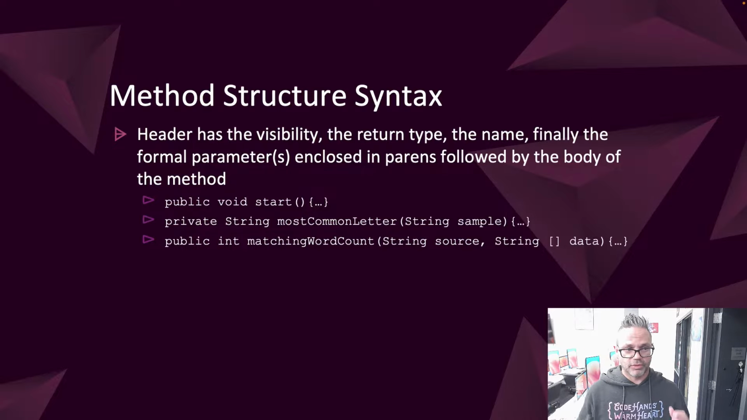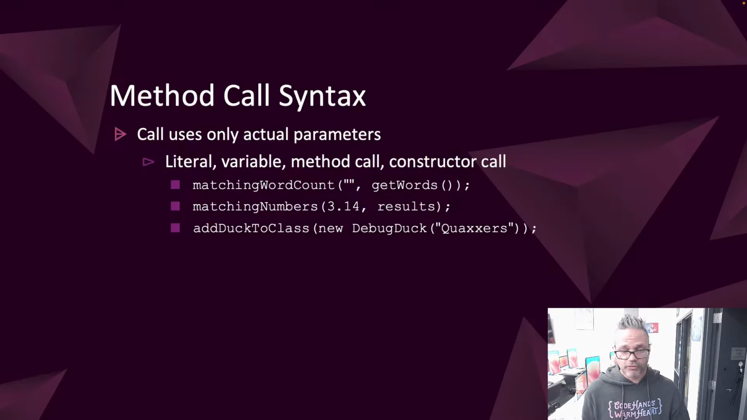So we have the idea that we have our formal parameters on the outside. It has the name of the type, and then the variable that we're referring to it by, and those are separated by commas if we have more than one. And that's the actual structure for writing the method header itself. If we're calling a method, the call itself only uses the actual parameters. These are things we're sending to it to actually get that information back. These can be a literal, these can be a variable, it could be a method call, or even a constructor call.